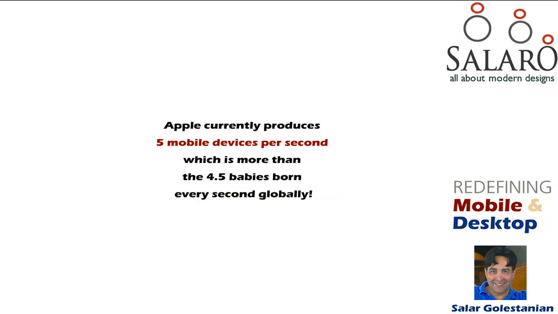Currently, 90% of the world population owns a mobile device of some sort, and I was quite astonished a couple of weeks ago when I read that just Apple by itself produces nearly 5 mobile devices per second, which is actually more than the 4.5 babies being born every second globally. So it's not difficult to extrapolate that in the next couple of years, most web surfers around the globe either have a capable smartphone that can already browse the web, or will be replacing their old phones with a brand new iPhone, Android, or Windows phone.